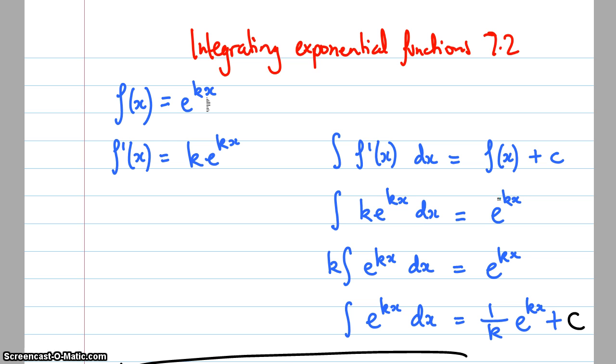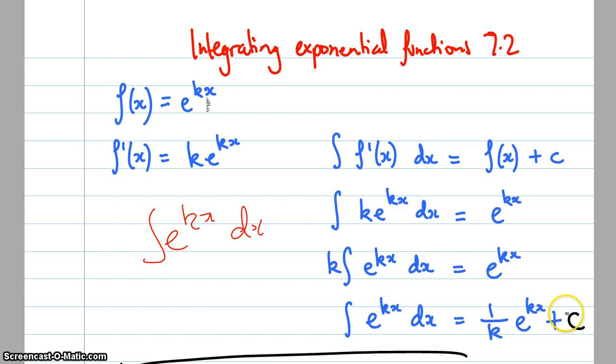The way that I can find out what the antidiff of just e to the kx is, which is essentially what I want to know in all of this, I can take the k out the front because k is just a constant, just some number. Then I get k multiplied by e to the kx dx equals e to the kx. And then I can just divide both sides by k because it's just a constant, and I get 1 on k e to the kx, and then plus c.